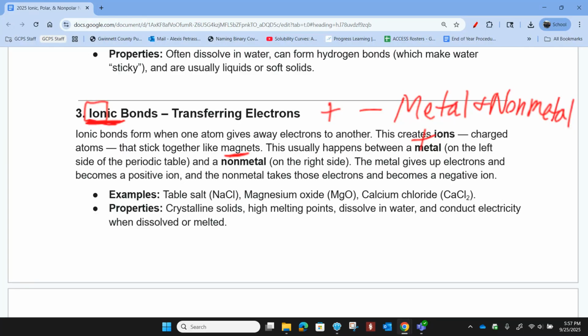Let's just move this over real quick. Won't let me. Okay. So ionic bonds form when one atom gives away an electron. Another word for give away is transfer.